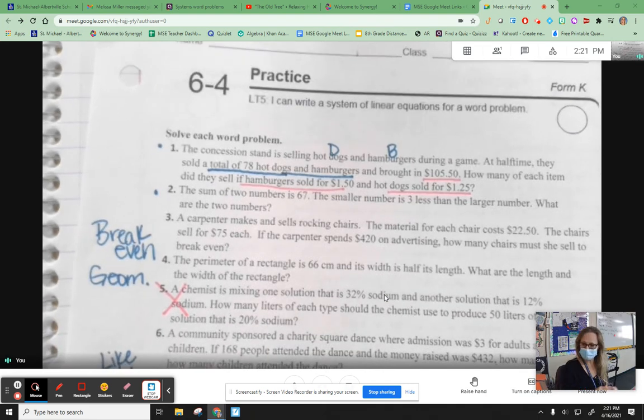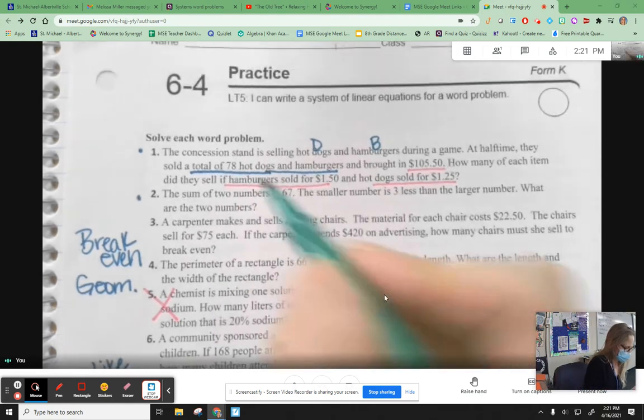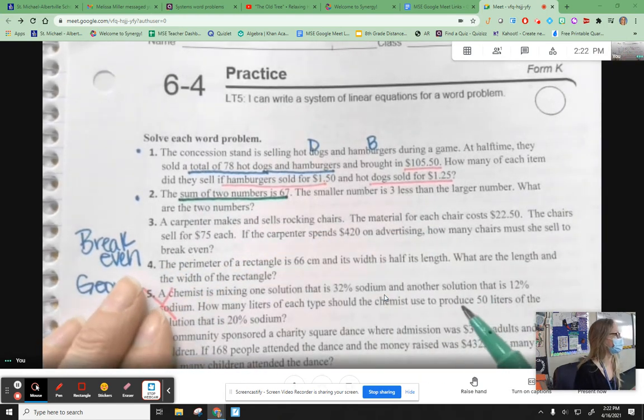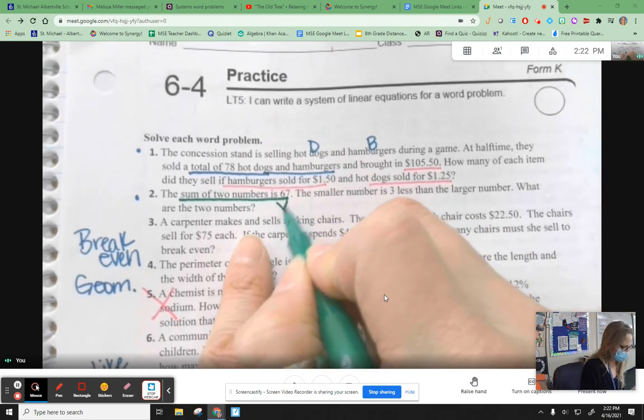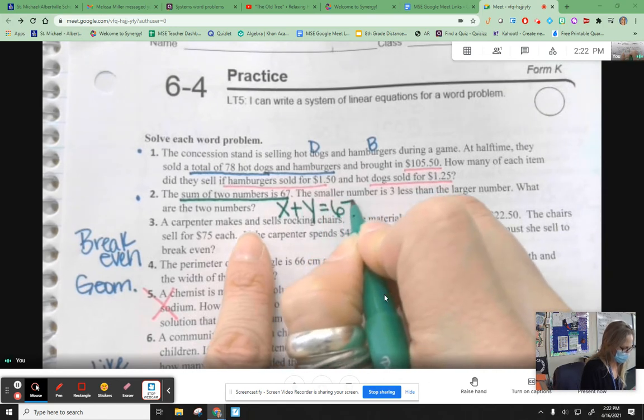There's one that makes sense, or at least sounds a little bit like what you've seen. The first one. It says the sum of 2 numbers is 67. Do we know what the 2 numbers are? No. So we can just say x and y equals 67, right?